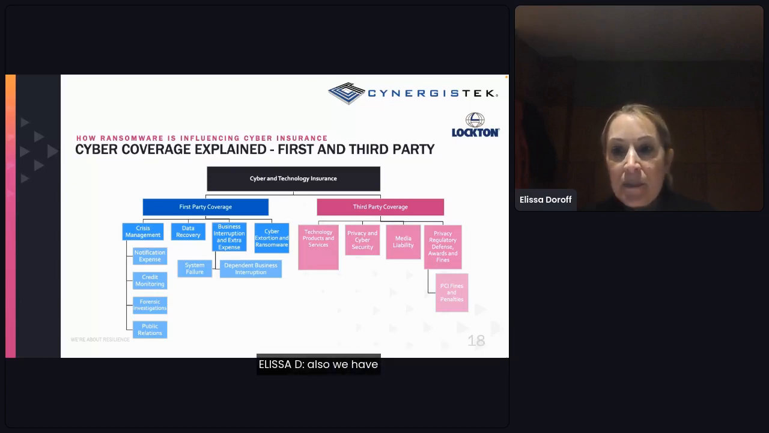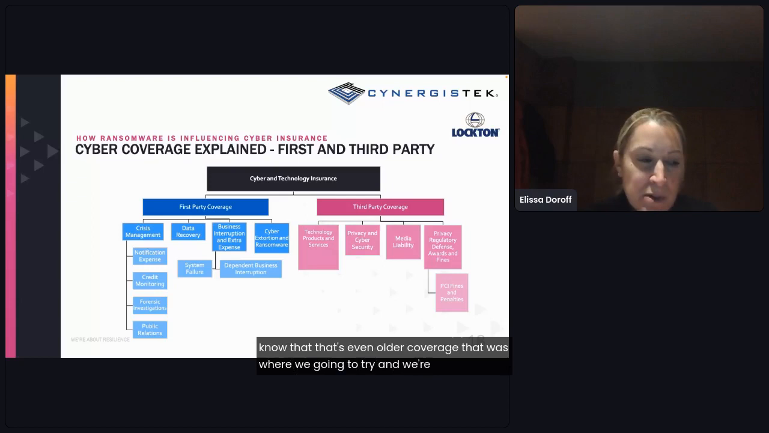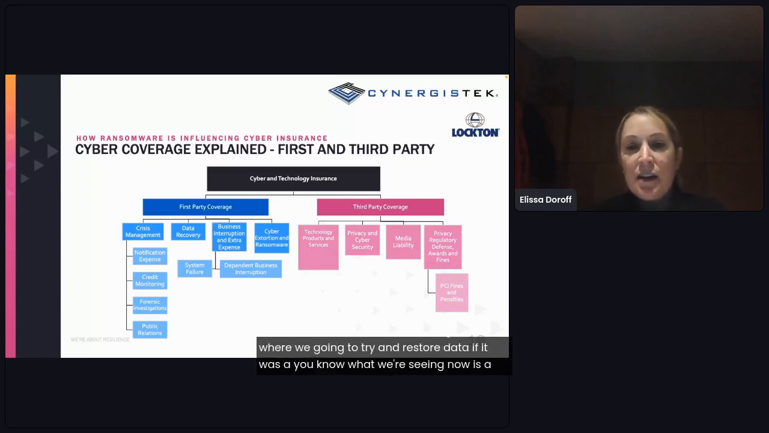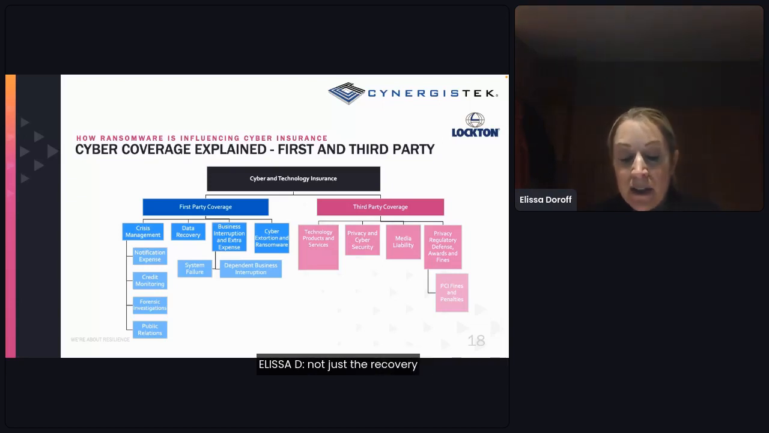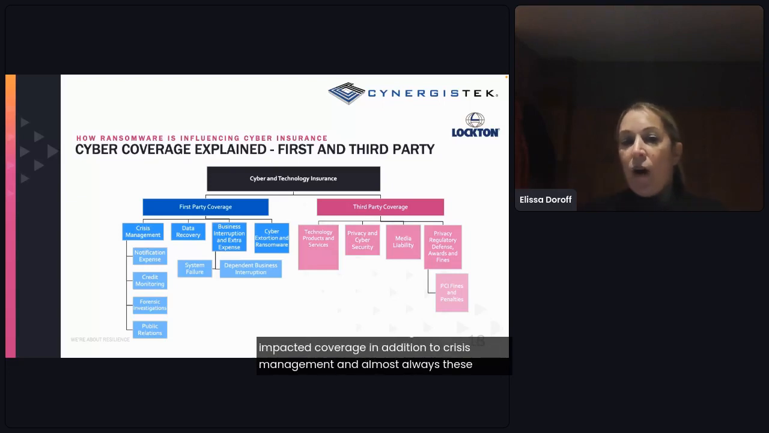Also, we have data recovery. That's kind of an older coverage, where you try to restore data if it was a threat. What we're seeing now is it's not just data recovery. It's the extortion and ransomware, and that's the most impacted coverage in addition to crisis management. And almost always these all go hand in hand.